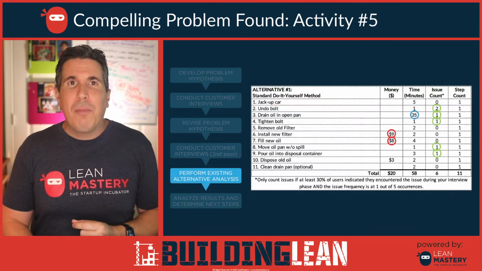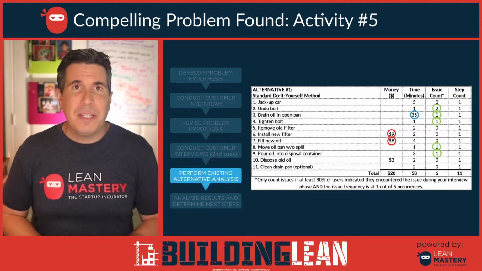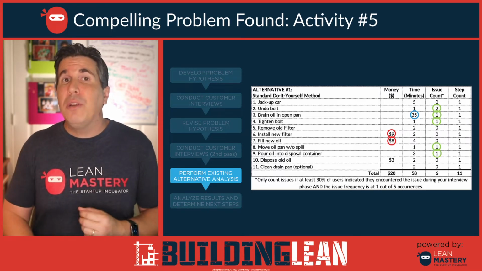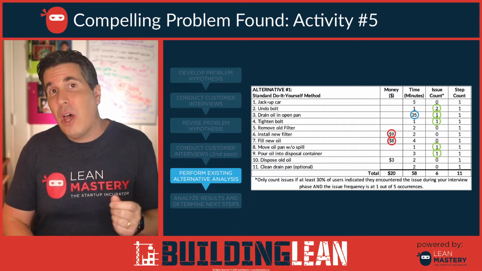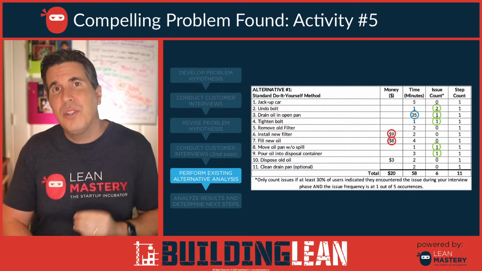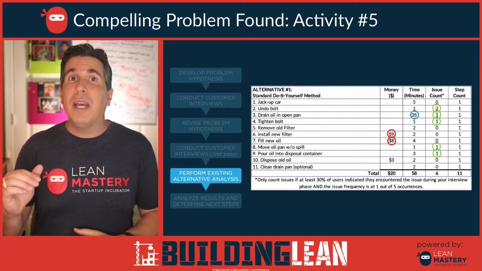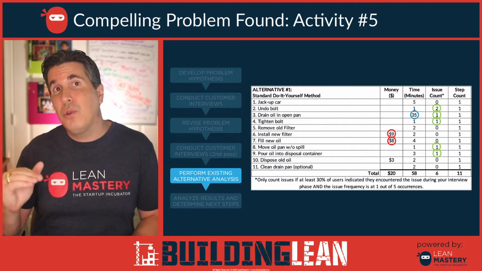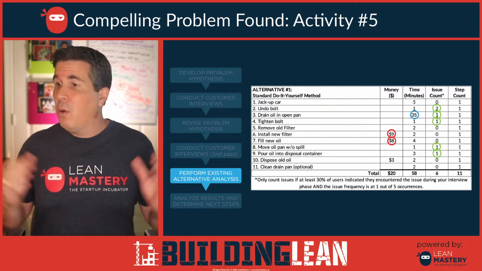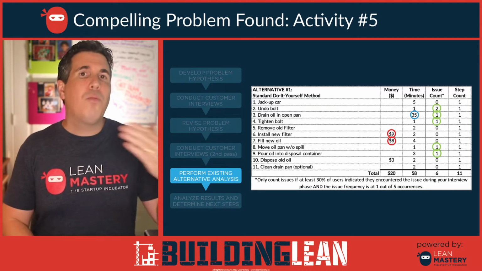Once you've confirmed your problem hypothesis through customer interviews, you'll perform an existing alternative analysis. Since you asked your interview subjects how they previously solved the compelling problem you've identified, you'll take the top 2 to 3 solutions that were most frequently mentioned. Using a workflow, you'll document the steps involved in using those solutions to address your customer's problem. Once again, you'll want to confirm your understanding of these steps before proceeding.